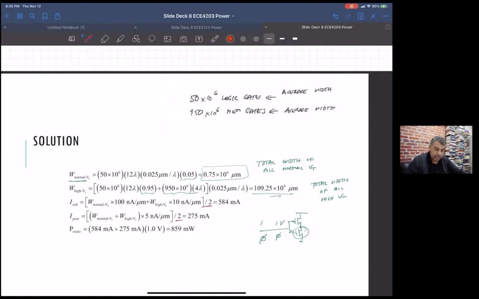Okay, and then you basically get all those leakage currents, multiply them by your power supply, VDD, and you end up with the static power. Which wasn't too bad in this particular example. If you remember what we were at, the dynamic power was around, I think, 6 watts or something like that.